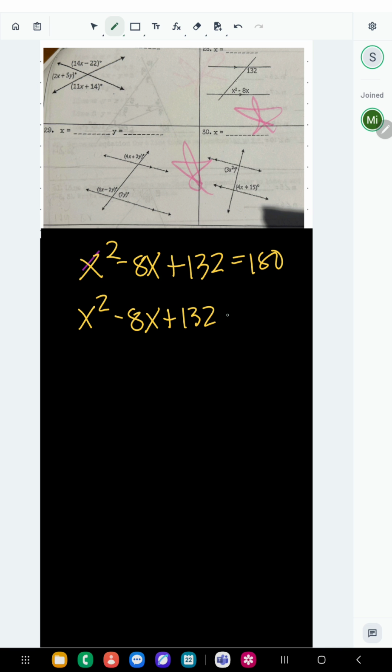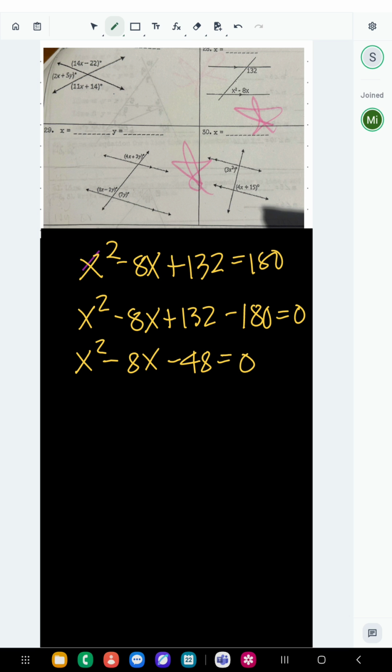We transpose 180 to the left, so that is minus 180. So we will have a quadratic equation. This is x squared minus 8x minus 48 equals 0. Are we correct with same side interior angles? Yeah, they are. And now we can solve for x.